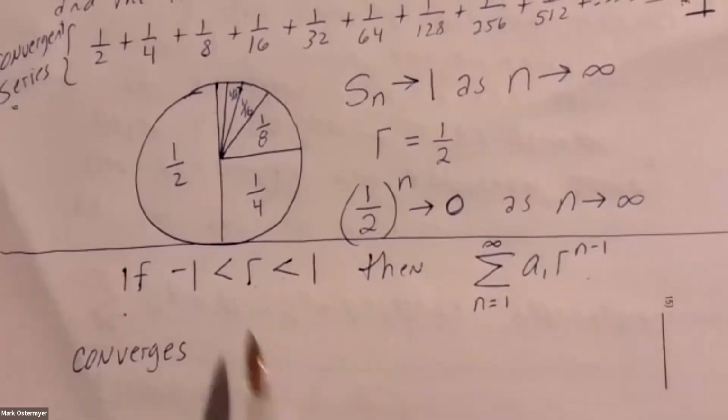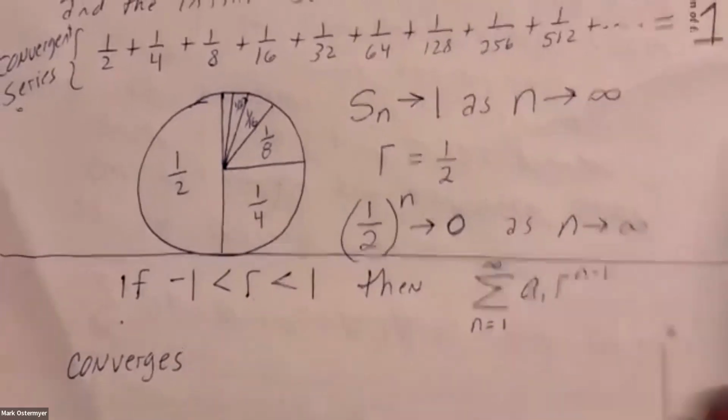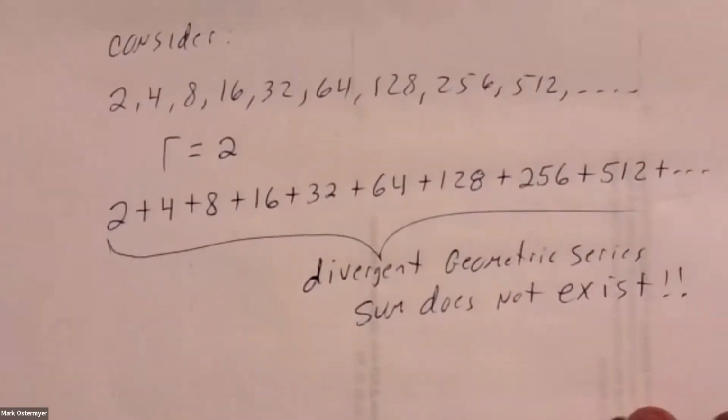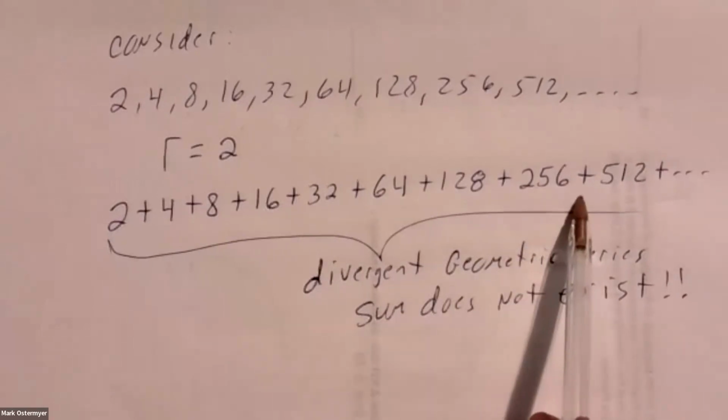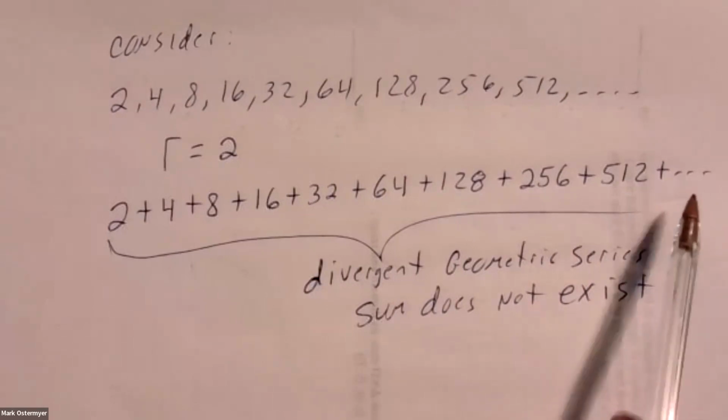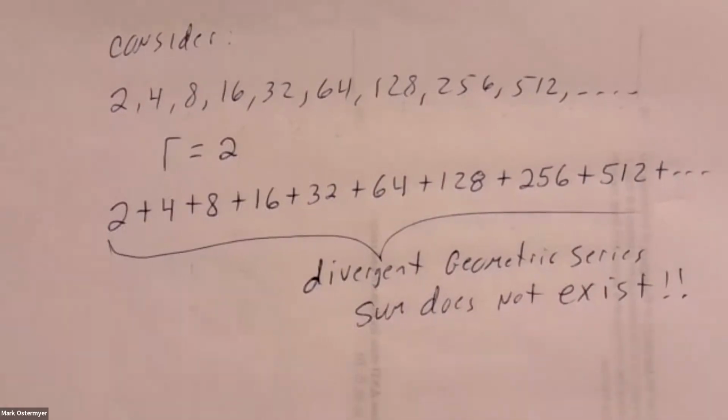If that common ratio is not a fraction in between 1 and -1, then that infinite geometric series will not converge, it will diverge. Diverge means it keeps getting larger and larger and growing without bound, we say. It grows without bound.